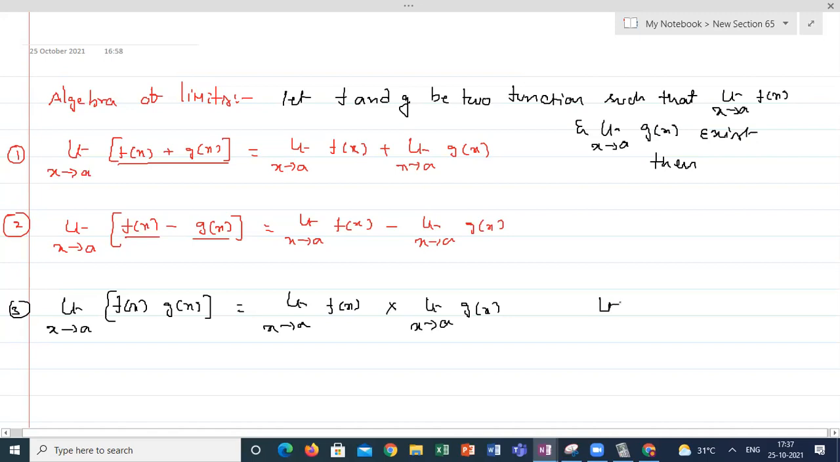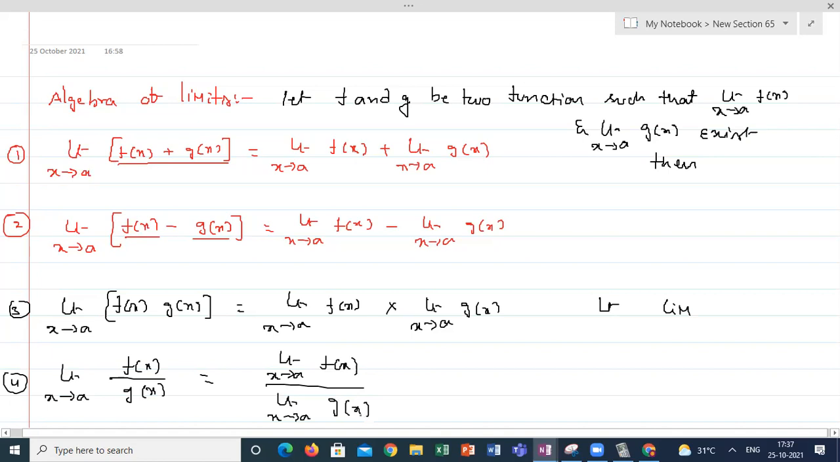Some books they will write limit like this, some books they will write limit like that. Both are same only, don't confuse. Same as for division also, quotient rule I can say. Limit x tends to a f of x divided by g of x can be written as limit x tends to a f of x separately, limit x tends to a g of x separately. So these rules will be useful to make certain questions very simple. That's the reason we are learning these rules. Are you clear what is the algebra of limits? Yes, sir.